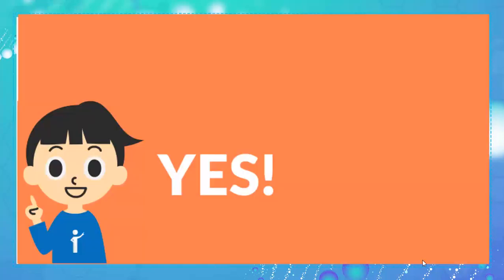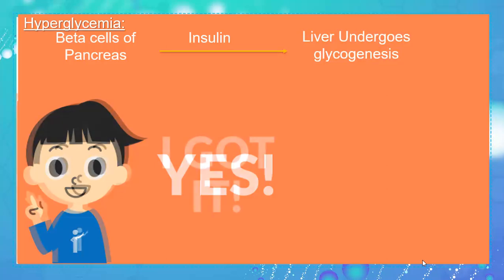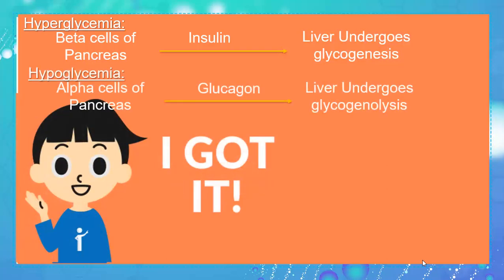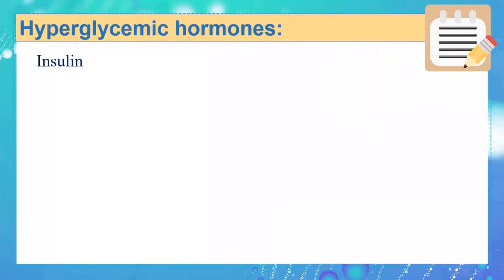I think that now the overall image is becoming more clear. In the case of hyperglycemia, beta cells of pancreas secrete insulin that triggers the liver to undergo glycogenesis. Oppositely, in the case of hypoglycemia, alpha cells of the pancreas secrete glucagon in order to trigger the liver to undergo glycogenolysis. I need you to concentrate and note here.